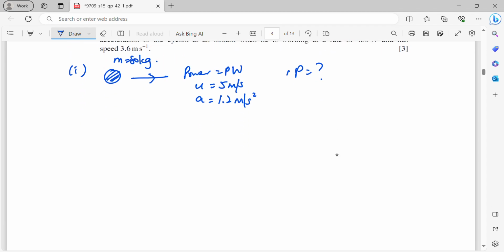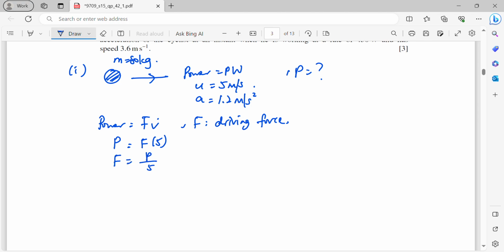From here, I will use the formula power equals F times v, whereby the F here is driving force. Power is P, driving force we do not know how much that is, but the v here is actually the speed, which is our 5. Then my F is going to be P over 5. Since the cyclist and the cycle is moving, we can use Newton's second law. So now, F equals ma.